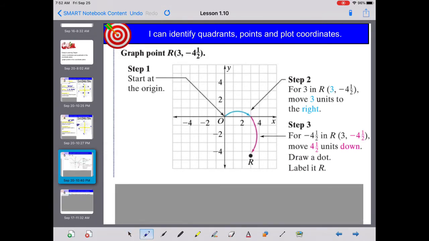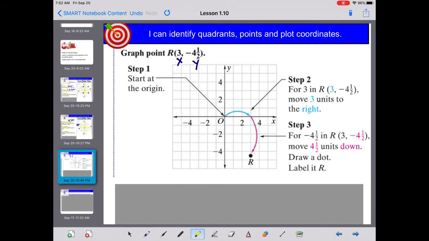All right, so if I'm going to graph the point R, that's what this R standing right here means. It does not mean take R and multiply it by that set of parentheses. This is another use for parentheses, and that's to indicate an ordered pair. So when you have two numbers separated by a comma, that's an ordered pair. And we're going to label this point R. The first number, 3, is my x-coordinate, and negative 4 1/2 is my y-coordinate.